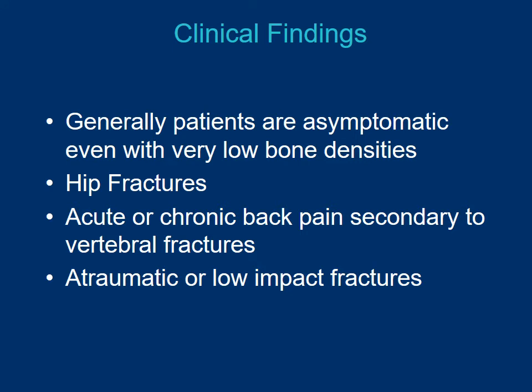What are the clinical findings of osteoporosis? Generally, as we said before in the introduction, osteoporosis is an asymptomatic disease. Even with very low bone density, the patient may be completely asymptomatic with no symptoms at all. The first presentation may be with hip fractures or acute or chronic back pain. This usually occurs due to vertebral fractures, compression fractures, or wedging of the vertebra. This will cause a secondary back pain.